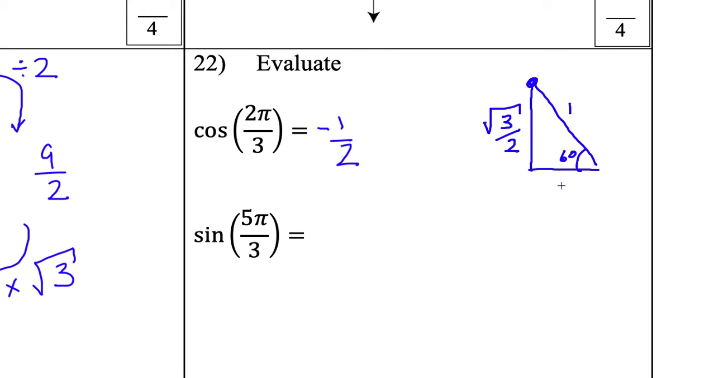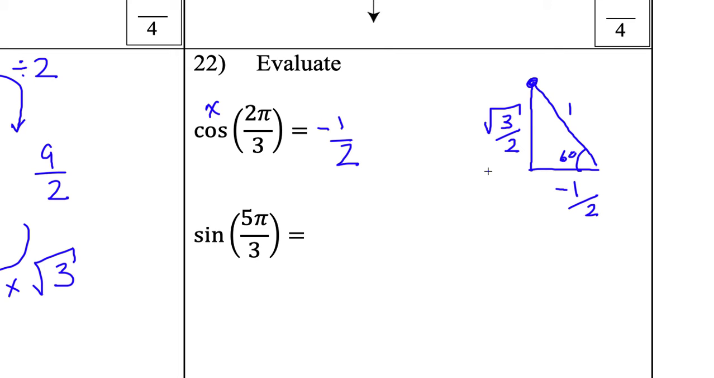This length used to be -1 because I'm going to the left, but now it's -1 over 2. There it is. So if I'm asking for cosine, am I asking for the x or the y coordinate? The x coordinate. And what is the x coordinate up here? 1/2. That's how I got a half. This is confusing? Go back and look at your notes. Go back and watch those videos that I uploaded.